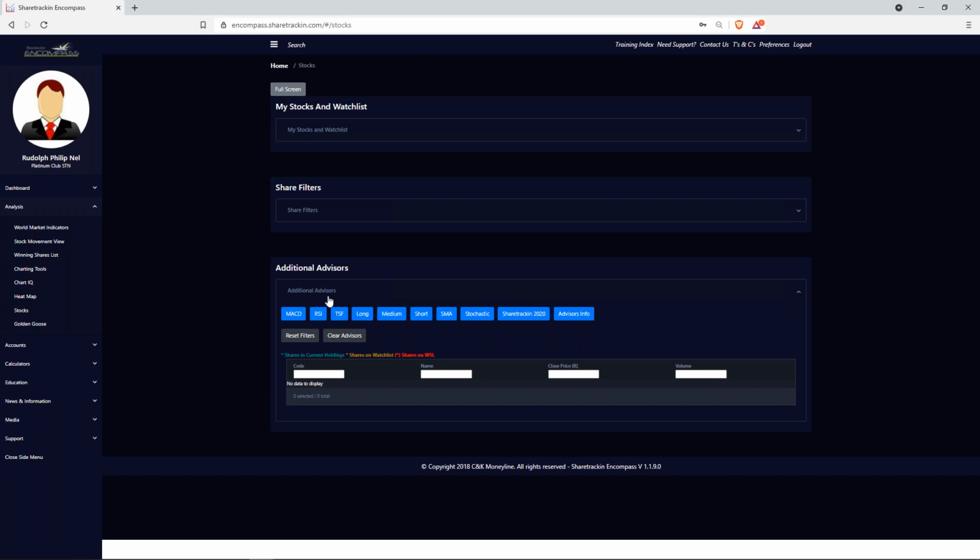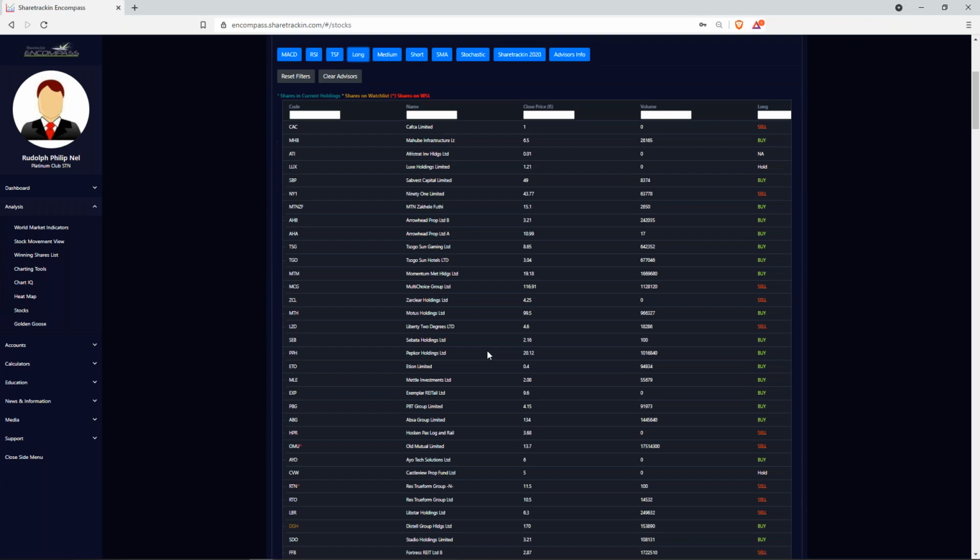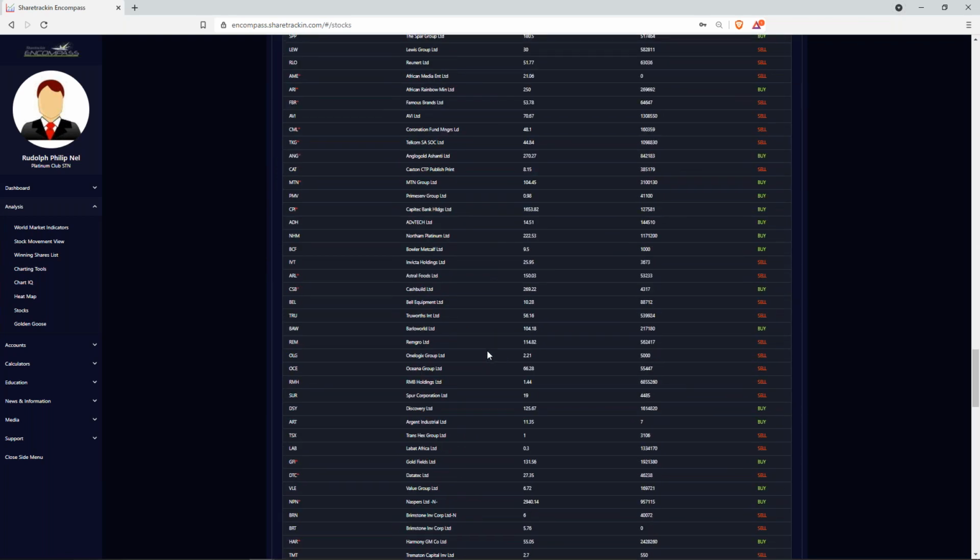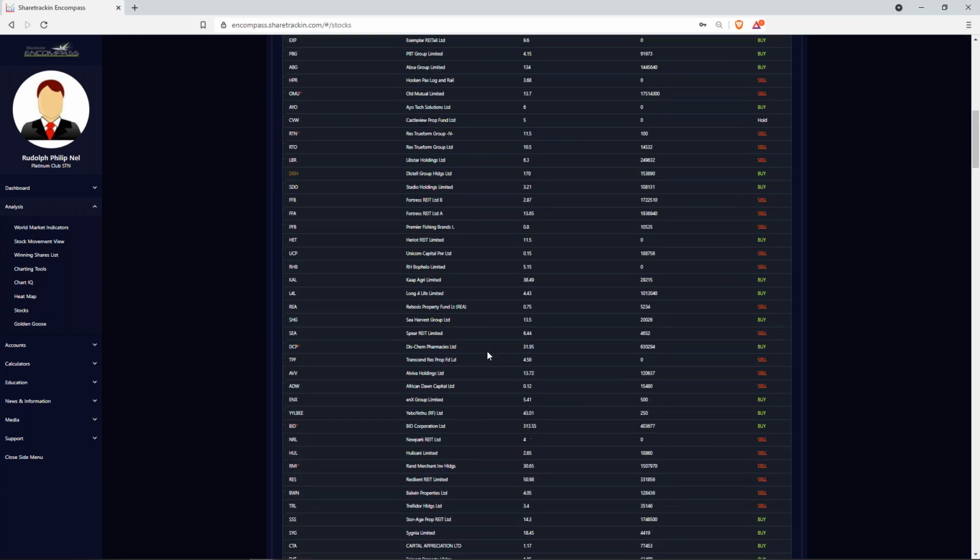Now, there's only two folders that I like to use on the additional advisor. That's going to be long and stochastic, but you can add others as well if you feel long and stochastic isn't enough for you. Long basically means long term, but it will give you some medium and short term shares in between as well. So I'm going to click on long, and it will pull up an entire list of all the shares that are in long.